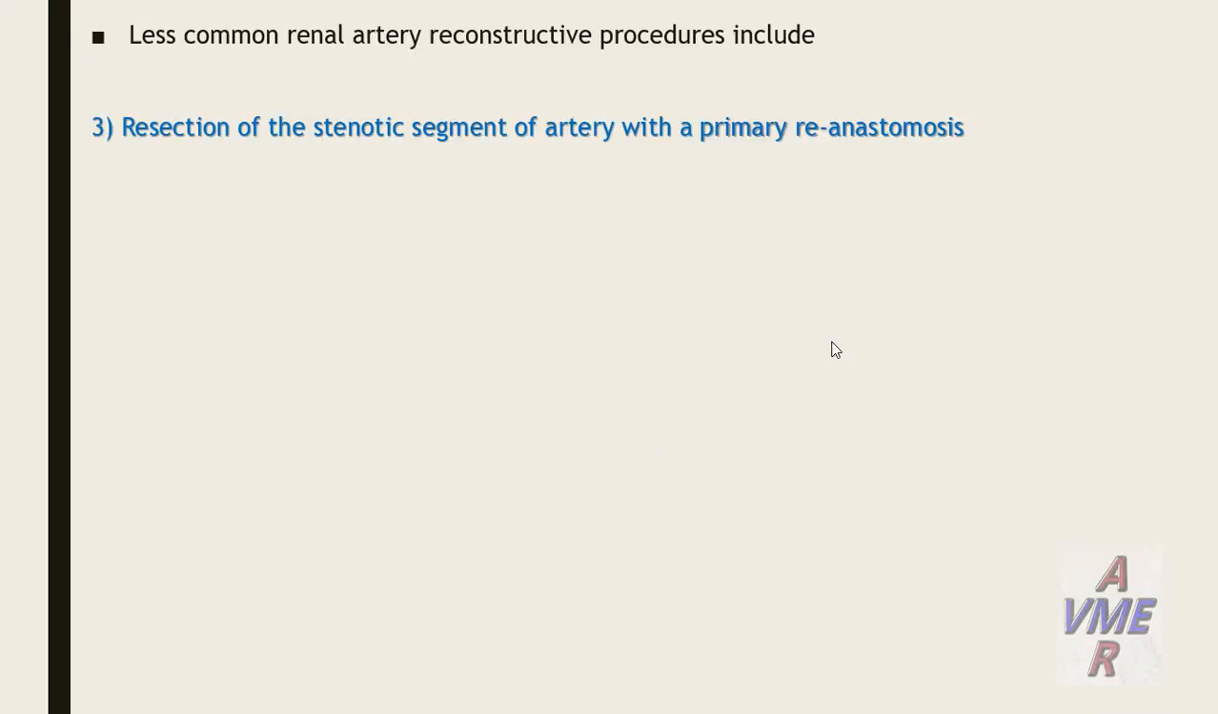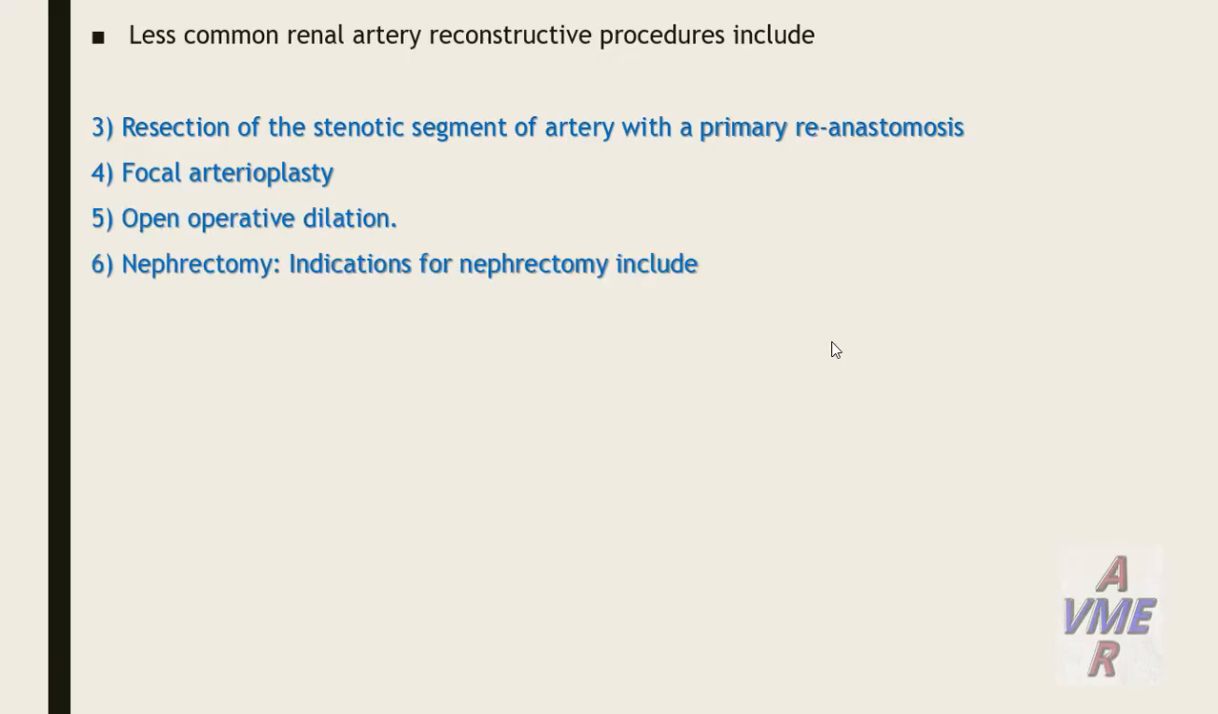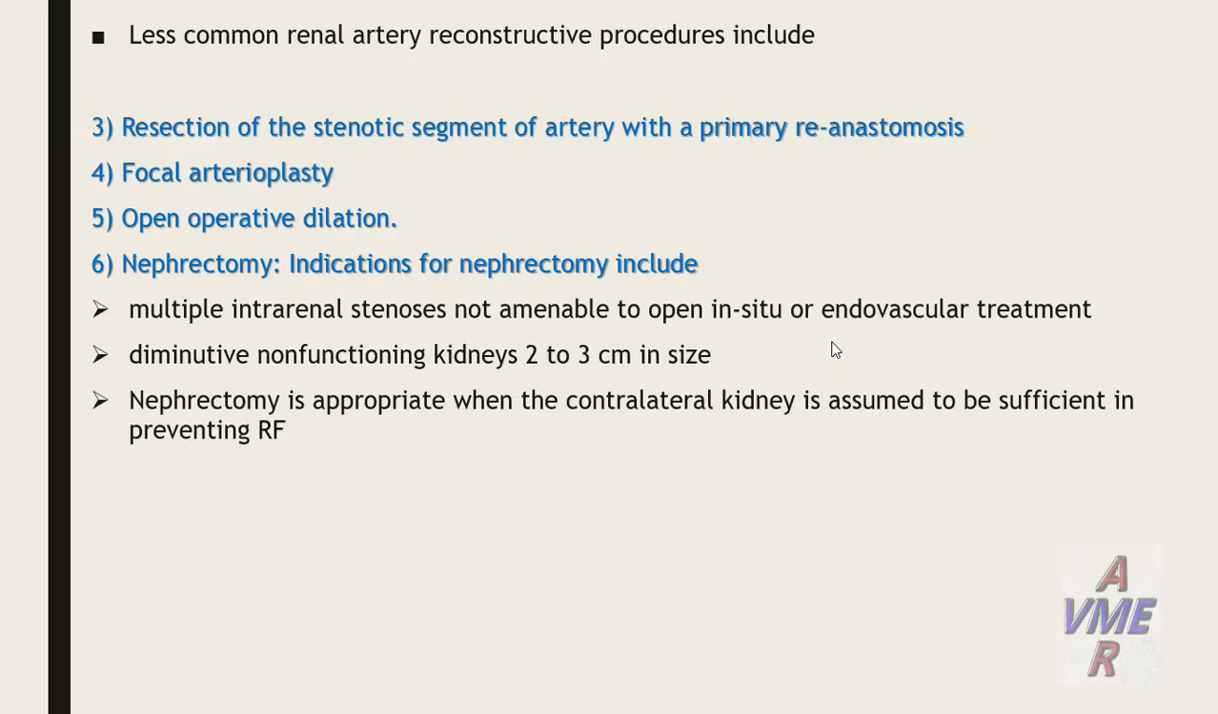Less common types of reconstruction: resection of a stenotic segment of the artery with primary reanastomosis, focal arterioplasty, open operative dilatation, and nephrectomy. What are the indications for nephrectomy? Multiple intrarenal stenoses not amenable to open in situ or endovascular treatment. A diminutive non-functioning kidney 2 to 3 cm in size. Nephrectomy is appropriate when the contralateral kidney is assumed to be sufficient to prevent renal failure.